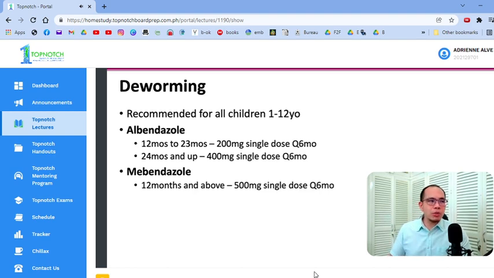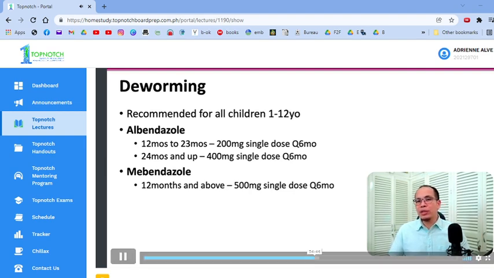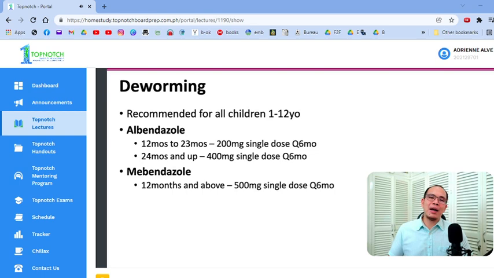For 12 months to 23 months, or less than 2 years old, albendazole is 200 milligram. For 2 years old pataas, it's 400. Mebendazole is easier, which is what I use in my practice. Mas madaling tandaan. Basta 1 year old and above, it's just 500 milligrams, same dosage, single dose, every 6 months. So you give your deworming for 1 year old to 12 years old, ideally every 6 months. So pag meron kayong mga bata sa bahay at hindi pa napupurga, more than 6 months na, you can give them this drug.